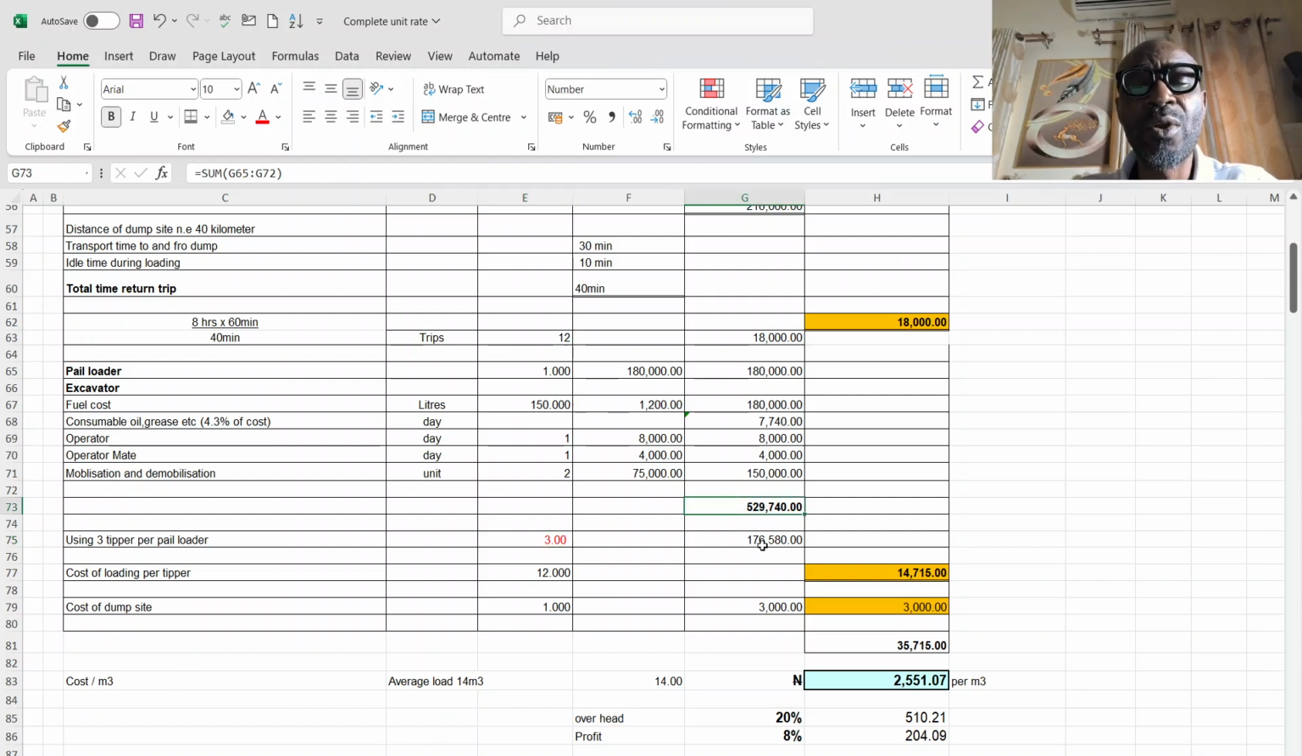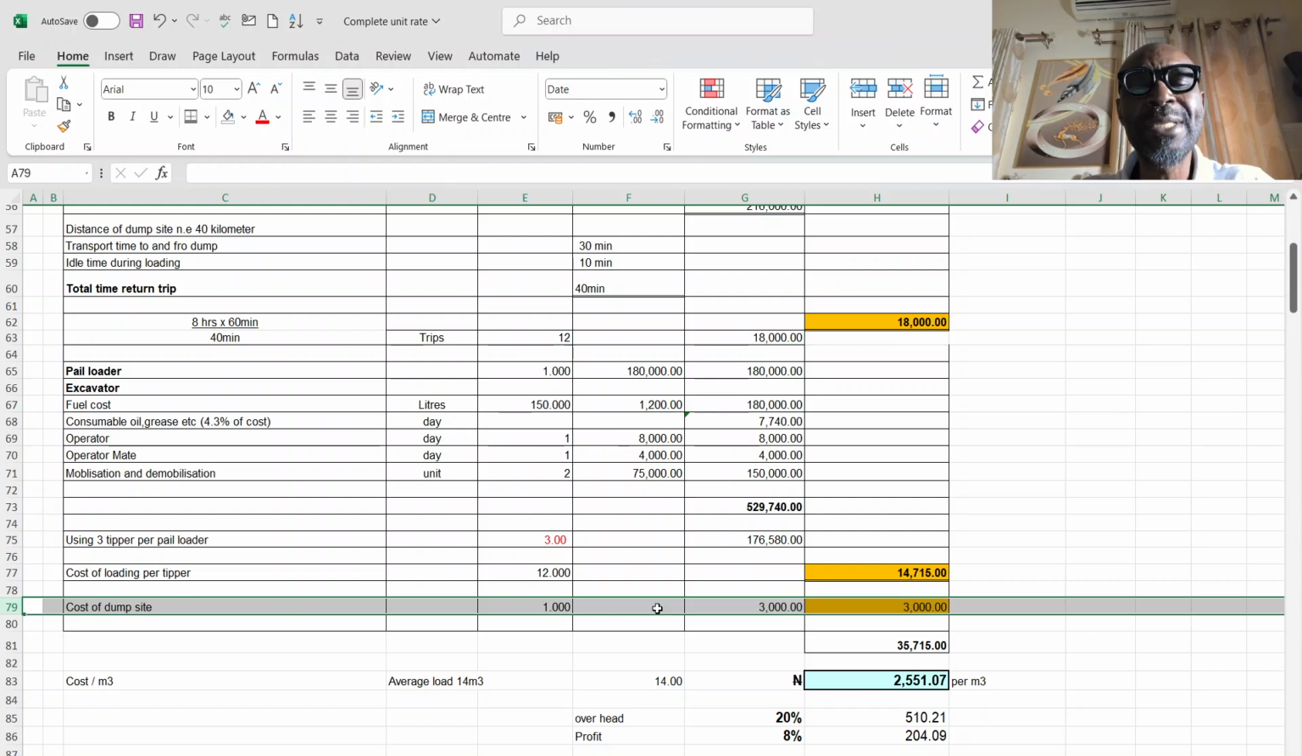So now for you to get the cost for one, you have to divide it by 3 to get your 176,000 for one. Then for you to further divide it for 12, for the 12 trips that one truck will make, you divide this amount by 12 trips to give you this figure. And the cost for the dump site, which is 3,000 to be allowed access to dump the excess material, is 3,000.